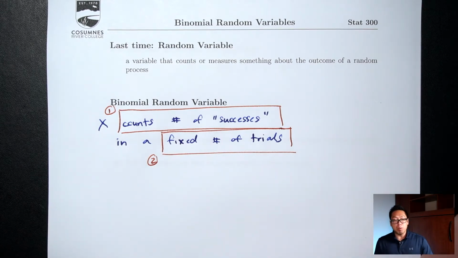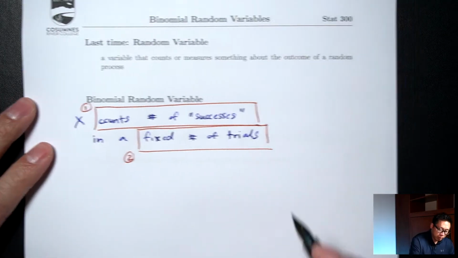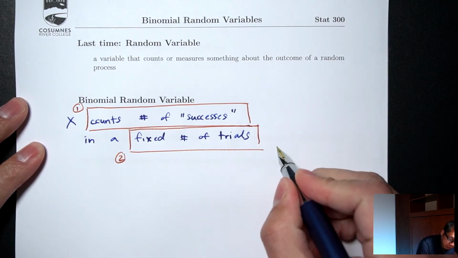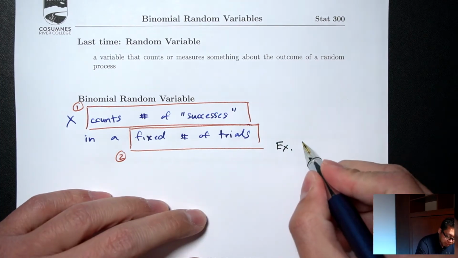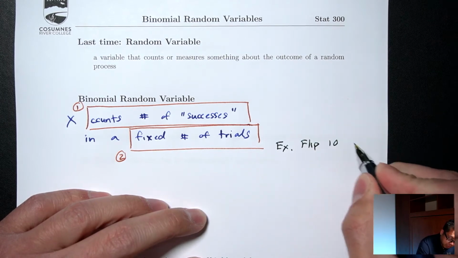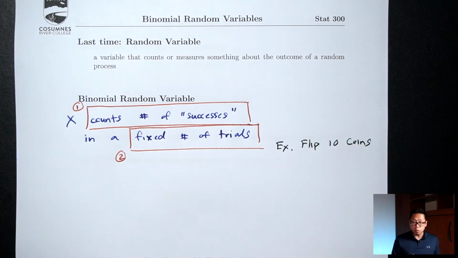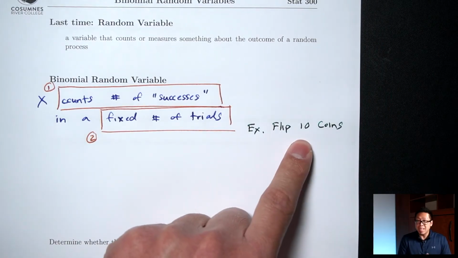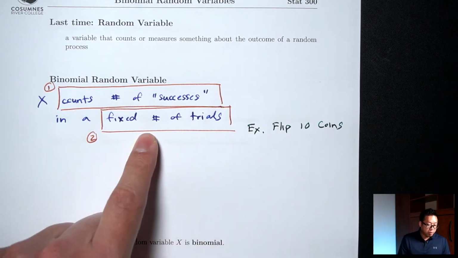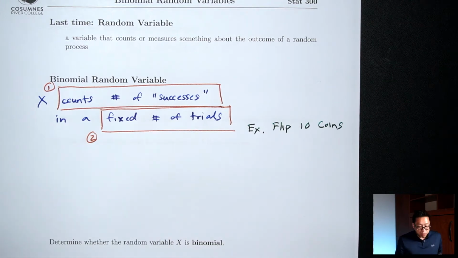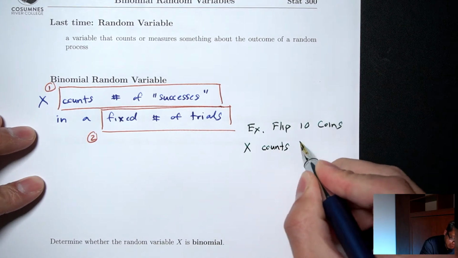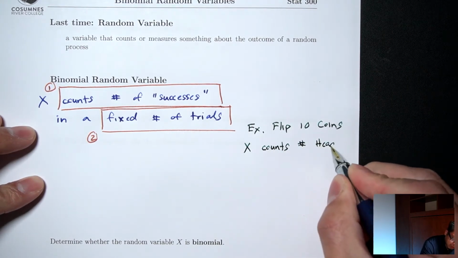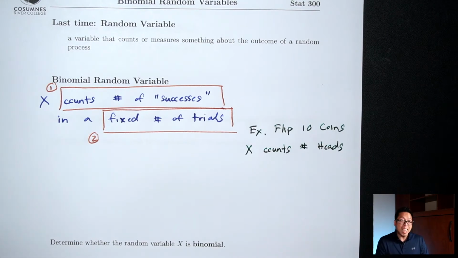All right, let me give you 2 examples of binomial random variables. The first example involves the random process of flipping coins. So say I flip 10 coins. Flipping coins is my random process. I'm flipping 10 of them. I'm doing it a fixed number of times, fixed number of trials. Now, what is it that I'm counting here? Say I'm counting the number of heads. So getting heads here is my quote-unquote success.